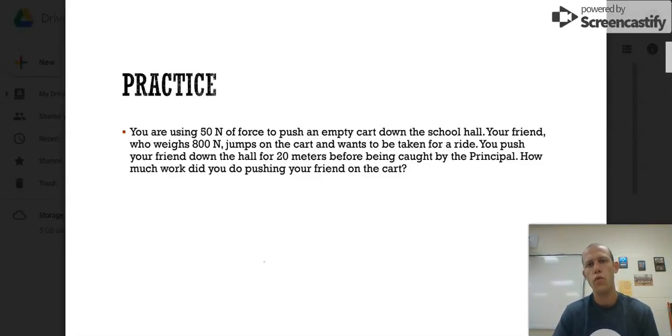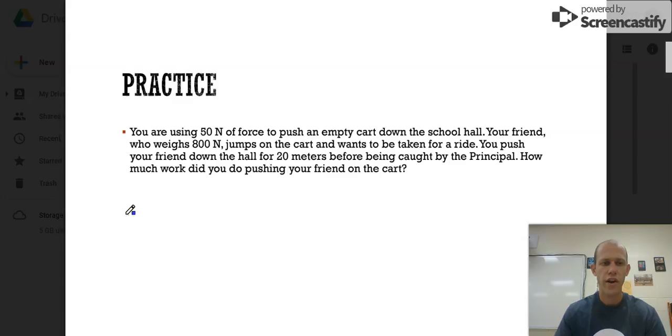We're going to finish up one more work problem and then we're going to move on to power. So our problem right now is you are using 50 newtons of force to push an empty cart down the school hall. Your friend who weighs 800 newtons jumps on the cart and wants to be taken for a ride. You push your friend down the hall for 20 meters before being caught up by the principal. How much work did you do pushing your friend on the cart?